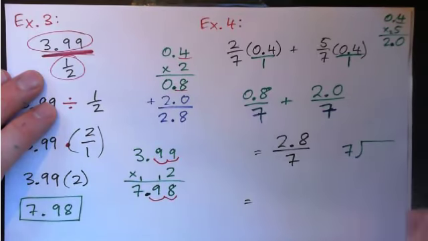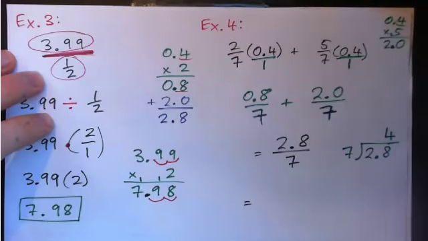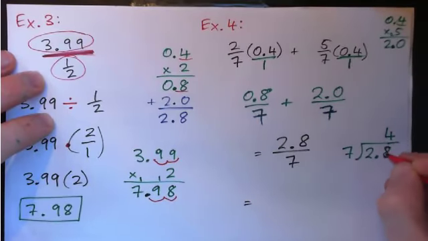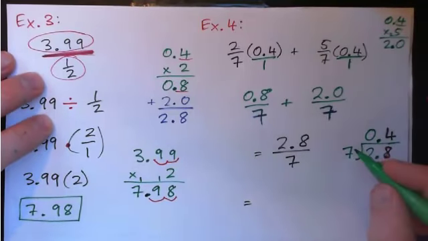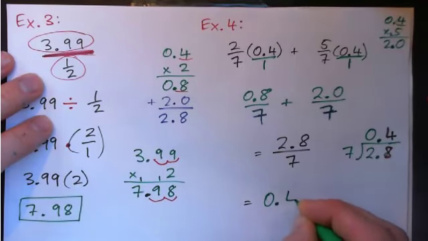7 into 2.8. Okay? So what do you get? 7 into 28 goes how many times? 7 into 28 goes 4 times, and you must write the 4 above the 8. The decimal point goes here, and you must put a 0 here as well. So the answer is 0.4, isn't it?